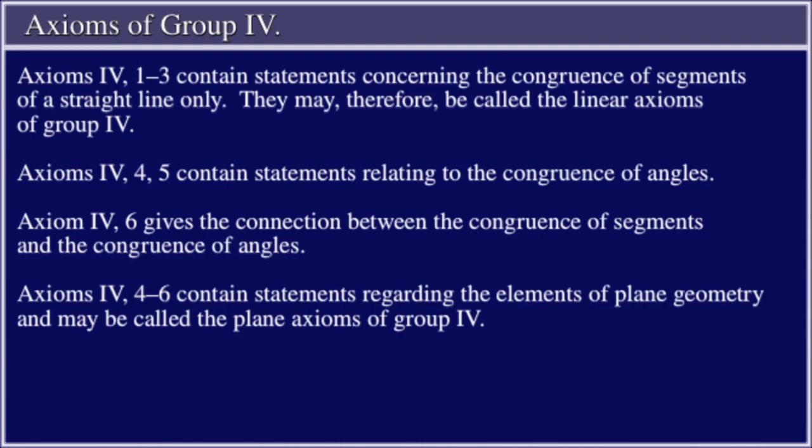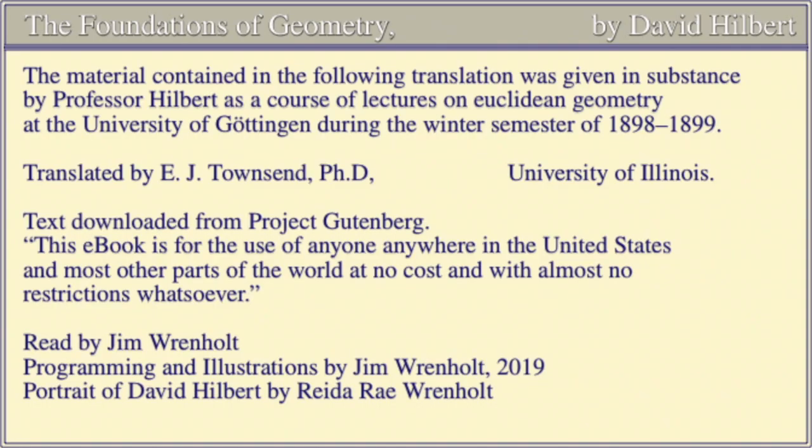Axioms 4, 1 through 3 contain statements concerning the congruence of segments of a straight line only. They may therefore be called the linear axioms of Group 4. Axioms 4, 4, and 5 contain statements relating to the congruence of angles. Axiom 4, 6 gives the connection between the congruence of segments and the congruence of angles. Axioms 4, 4 through 6 contain statements regarding the elements of plane geometry and may be called the plane axioms of Group 4.